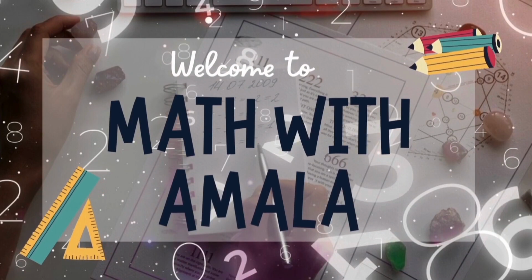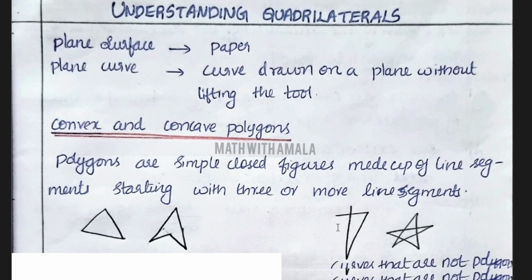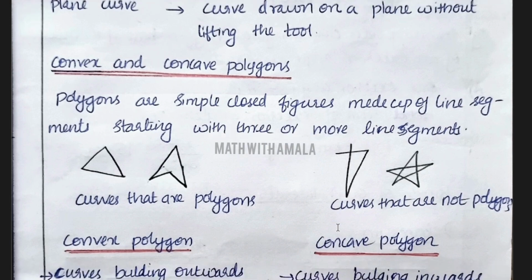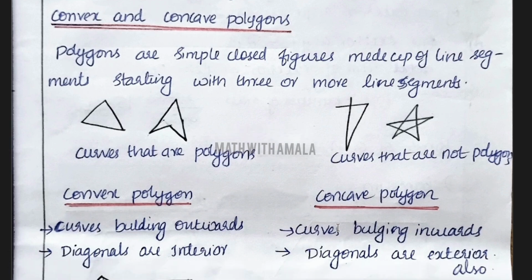Let's start a new part of your chapter, Number 3 of grade 8, Understanding Quadrilaterals. Here we deal with polygons. What is a plane surface? For example, you can take the paper. Plane curve means a curve drawn on a plane without lifting the tool. That means the starting point meets the end point without any break in between.